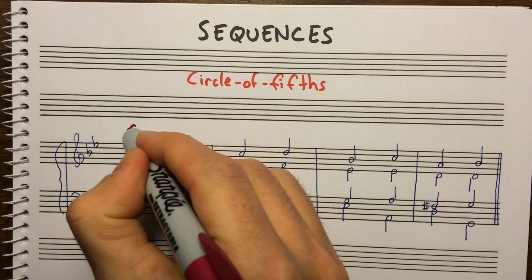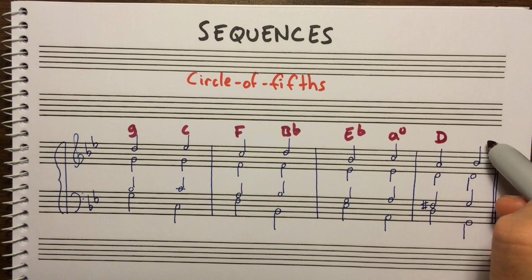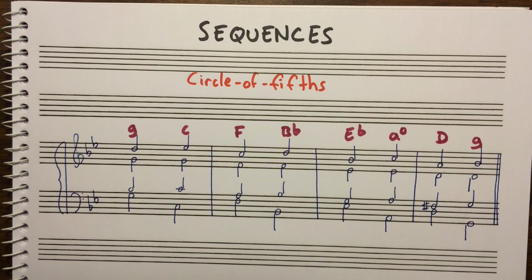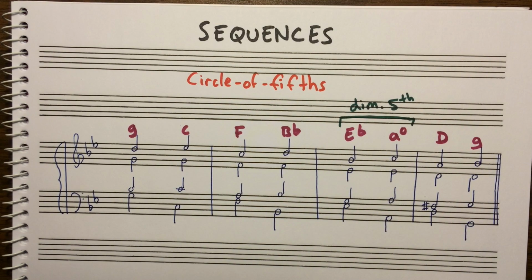The first chord is a G minor triad, followed by C minor, followed by F major, etc. Note that the chords follow the key signature. From this E flat major chord to this A diminished chord, we have the interval of a diminished fifth between the two roots.